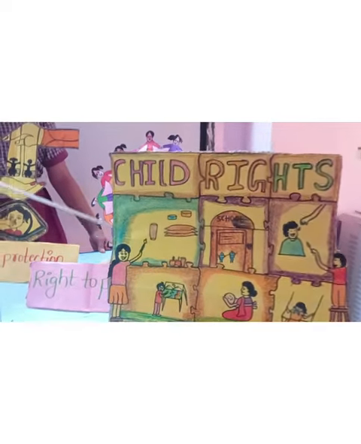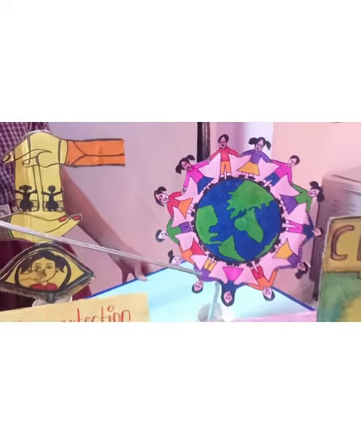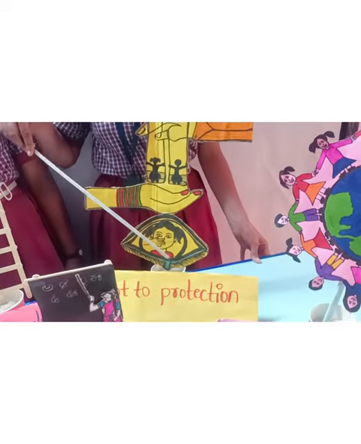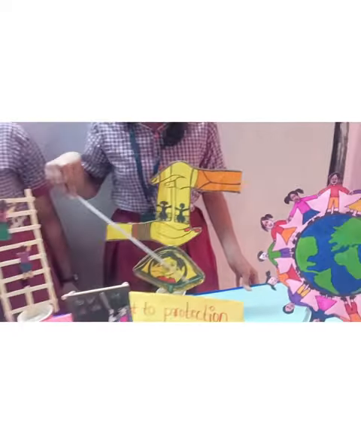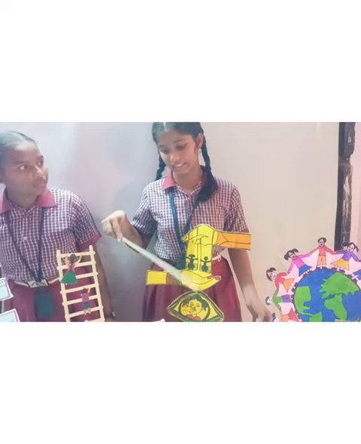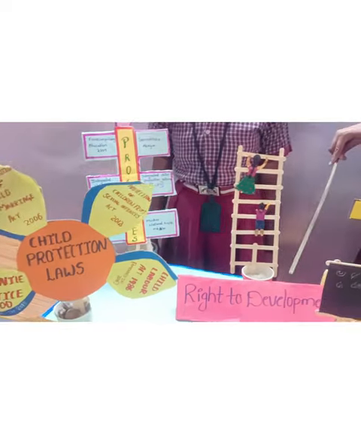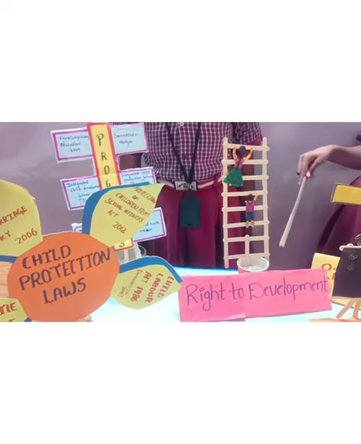Right to participation: right to free expression, right to association. We also give a chance for a child to participate in all activities. Right to protection: right to be protected from neglect, right to be protected from physical and sexual abuse, right to be protected from dangerous drugs. Right to development: according to the right to development, today's children are tomorrow's citizens.